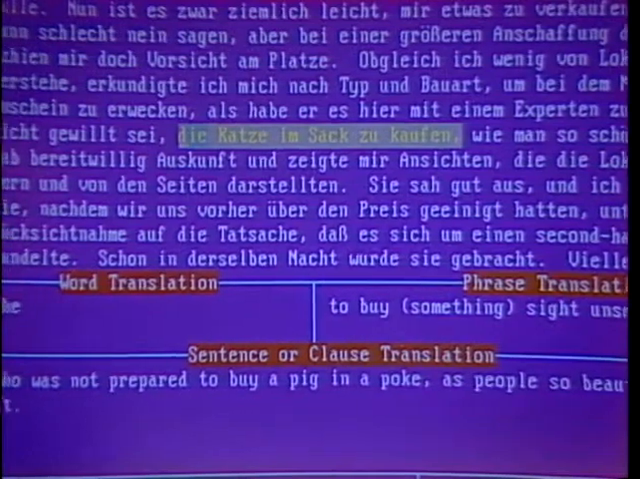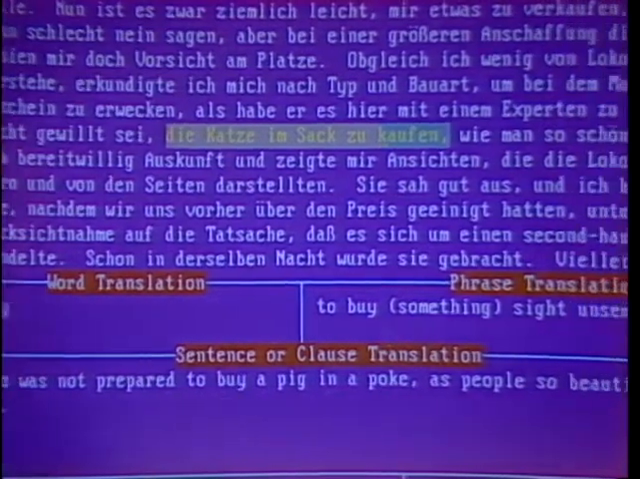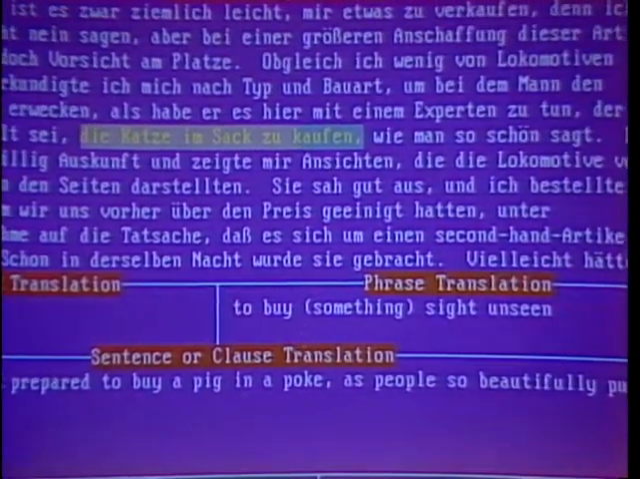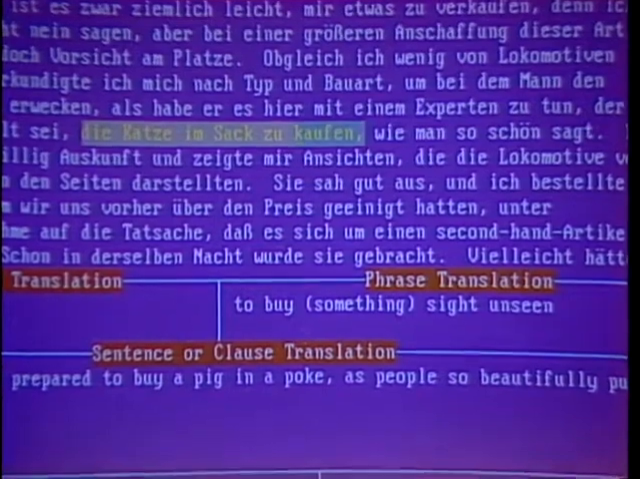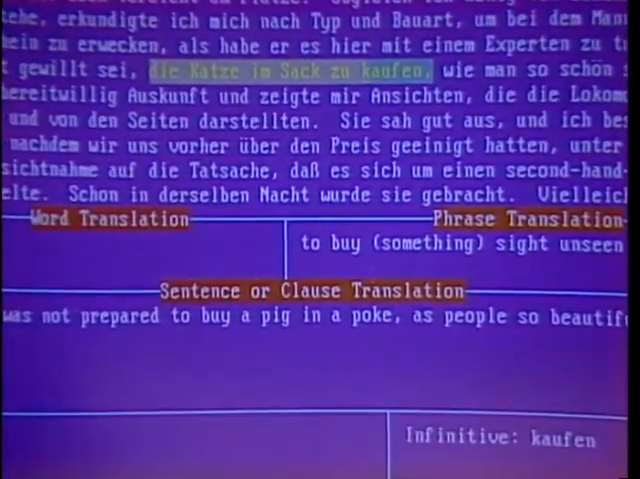And we see in the left top box that word by word it means the cat in the bag to buy. But also, on the right, that the phrase as a whole means to buy something sight unseen. And in the sentence as a whole, down below, it comes out as to buy a pig in a poke. So you understand every aspect of wherever you are.